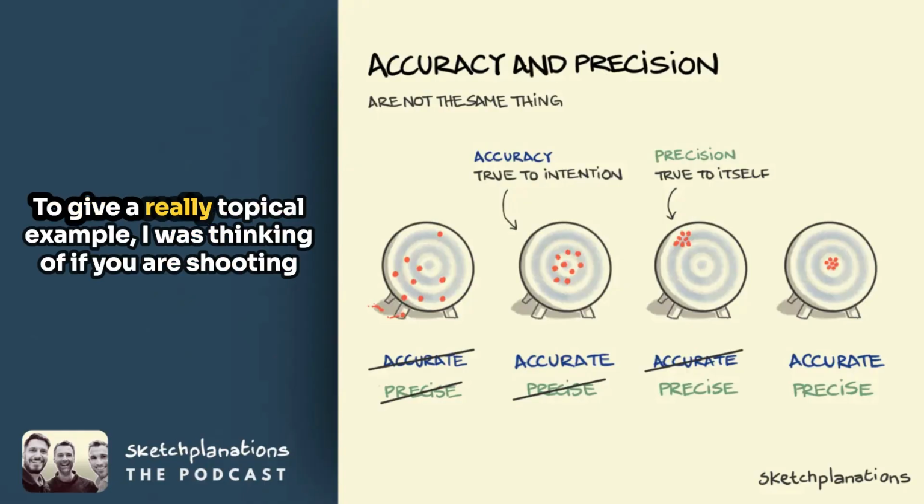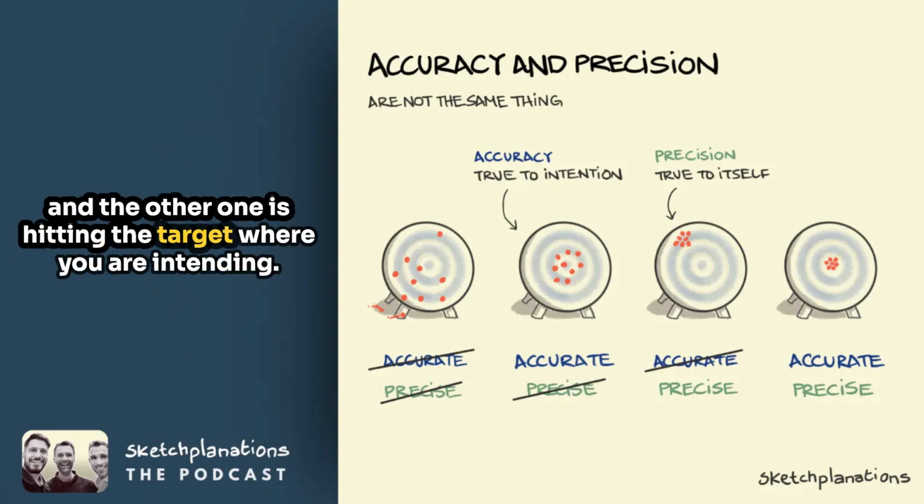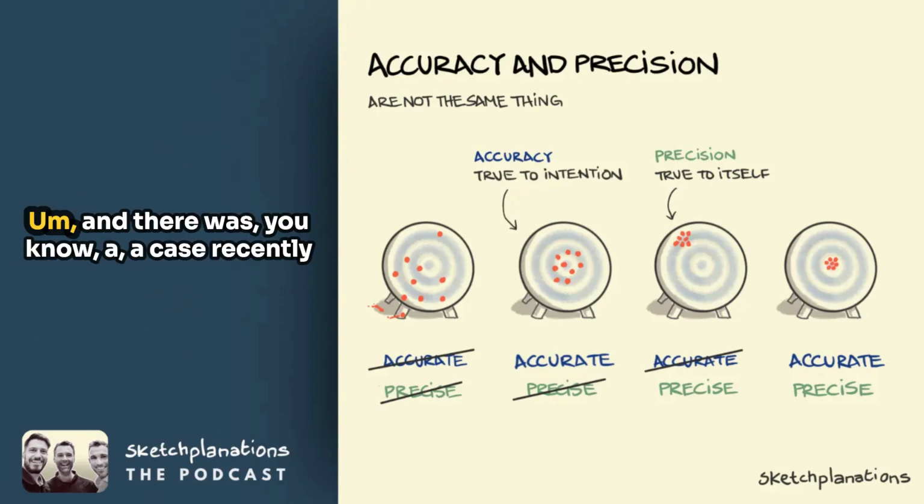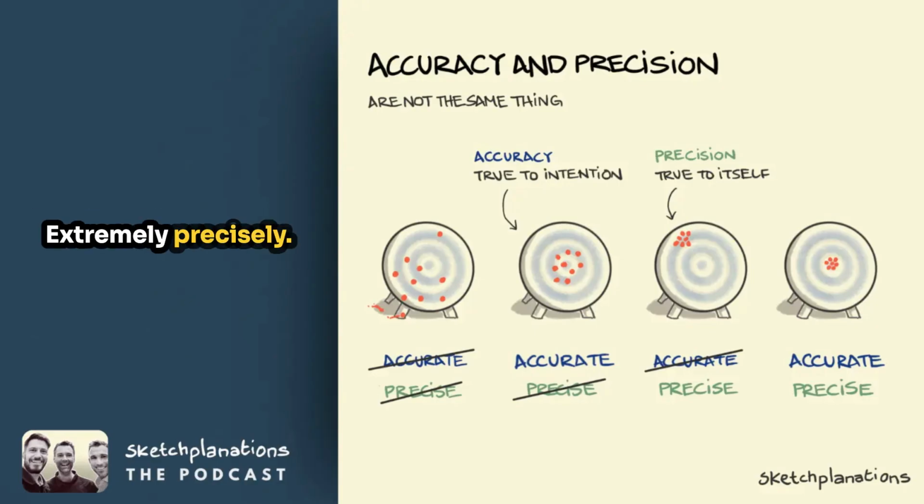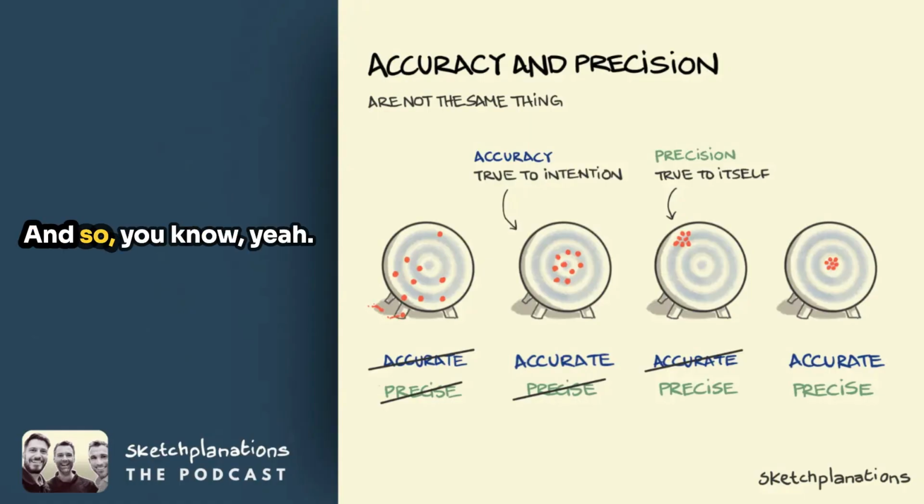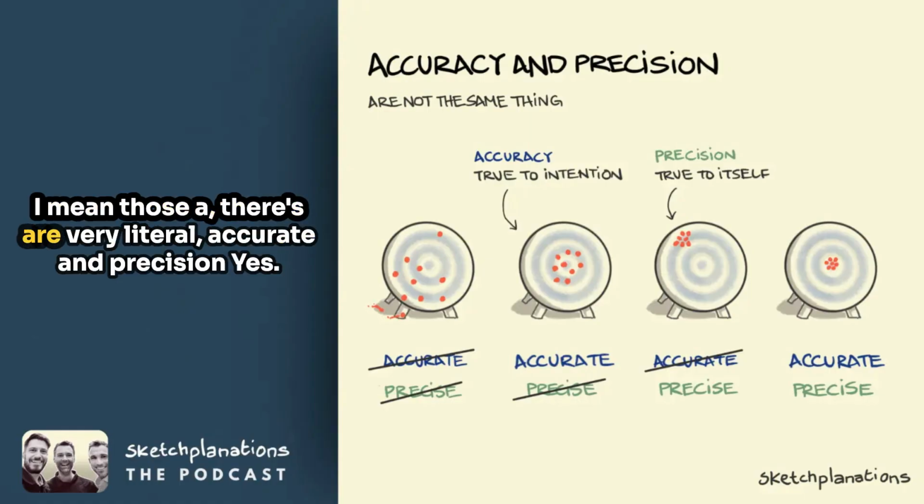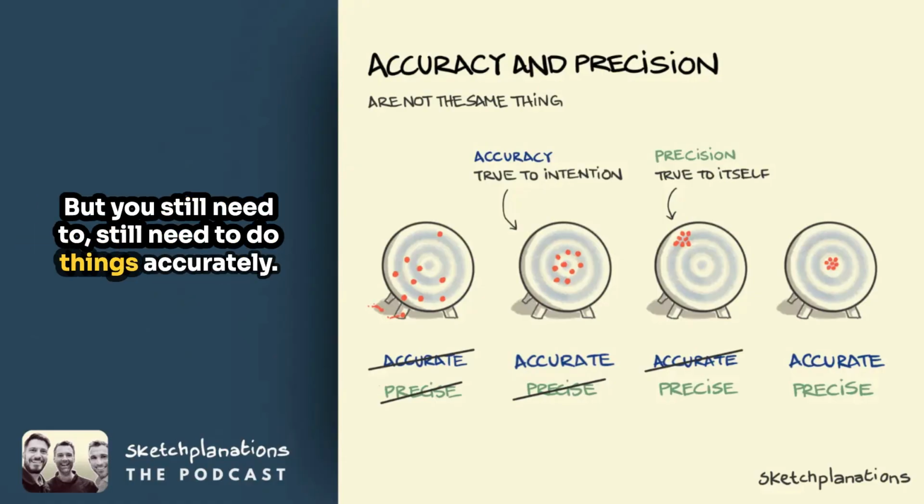To give a really topical example, I was thinking of shooting missiles, where one of them is aiming towards the right target and the other is hitting the target where you're intending. There was a case recently where they hit the spot where they were aiming extremely precisely, but it wasn't the right place to be targeting in the first place. There's a very literal example of accuracy and precision: we've got extremely precise with the weapon, but you still need to do things accurately.